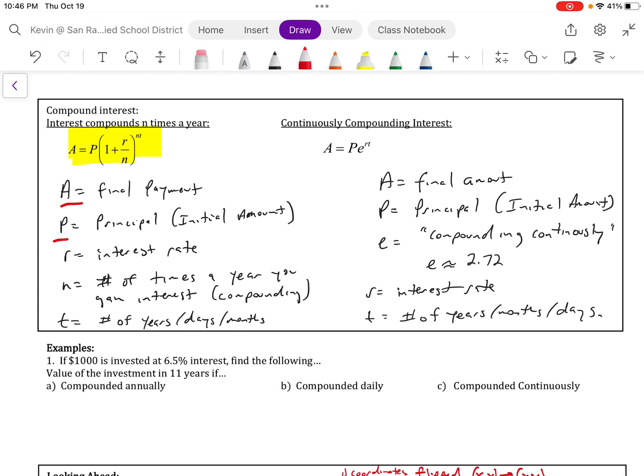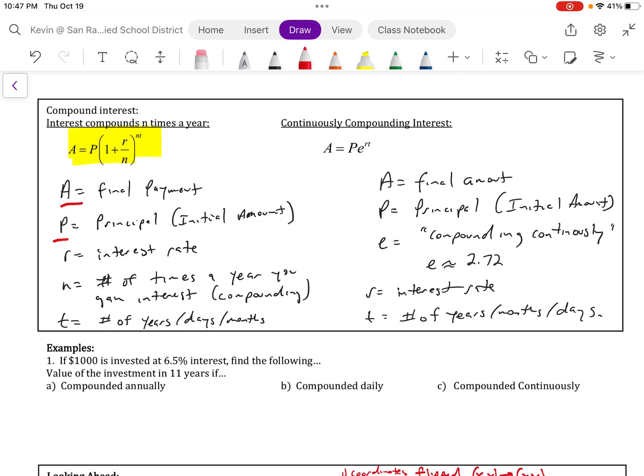And the neat thing about compounding interest is that you continue to get interest on the amount you have in there plus the interest that you have, and then you get interest on that, and then on that, and that's why it becomes exponential. So the whole idea of this is an exponential equation. And then lastly is t, which is the number of years, days, or months that you're going to have that investment.